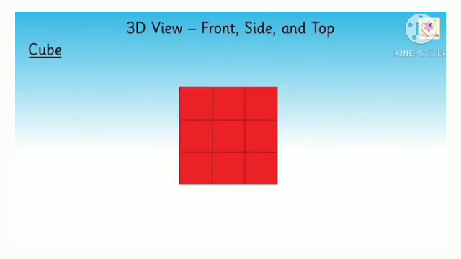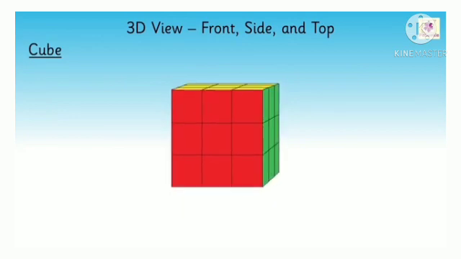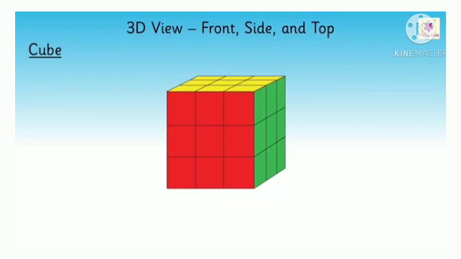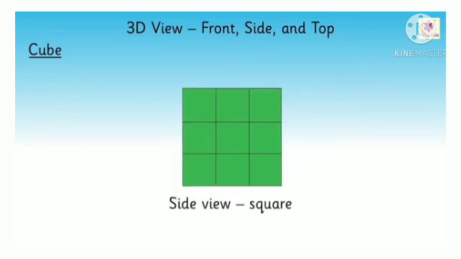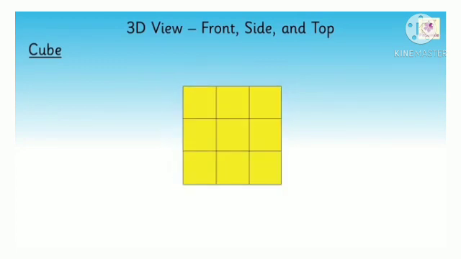The red colored face shows the front view, which is a square. Now, come back to the original position of the cube. The green colored face shows the side view. If we observe the side view, standing in front of it, it is also a square. Again, come back to the original position of the cube. Similarly, the yellow colored face is a top view or the plan. Observe the yellow colored face from the top. It is also a square.